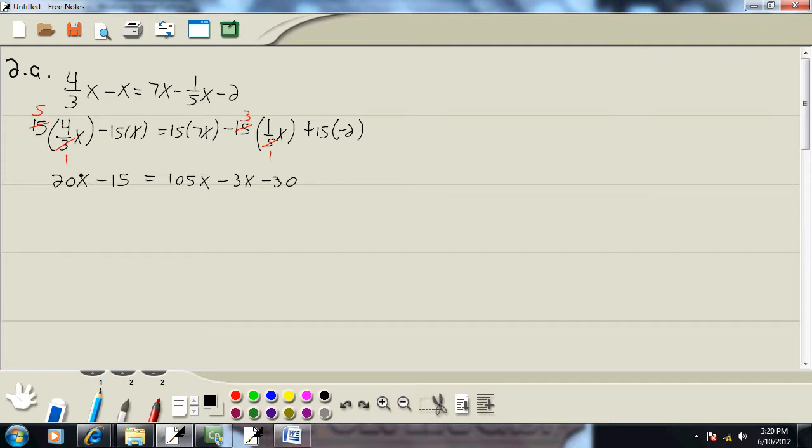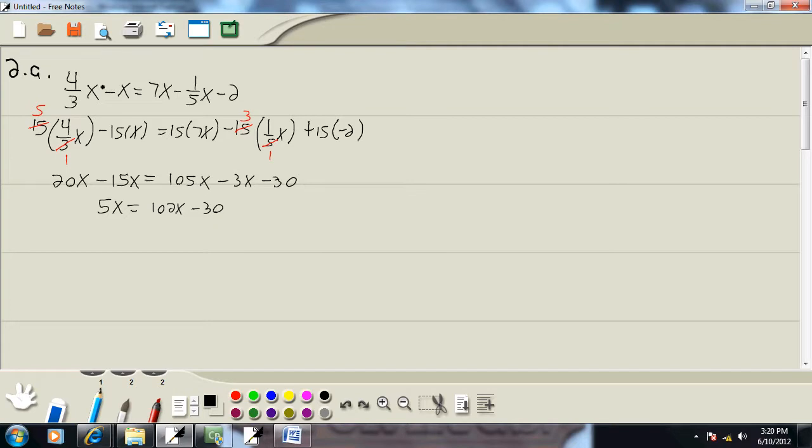Let me double check my math. Yeah, okay. Oops, there should be an x here. Double check myself again. Okay, 105x minus 3x. Now, our note up at top said at any step combine like terms. 20x minus 15x gives us 5x. And over on this side, 105x minus 3x gives us 102x minus 30.